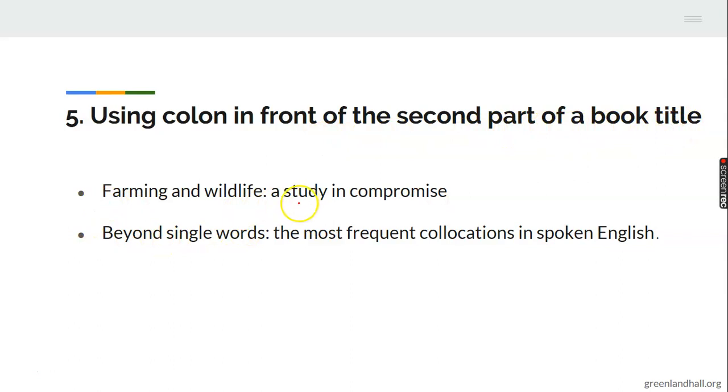Farming and Wildlife: a Study in Compromise. This is a book title, Farming and Wildlife. Then we have the second part of the book title. We have our colon right here. Look at another one, Beyond Single Words: the most frequent collocations in spoken English. This is a book title as well. A colon before the second part of the book title.